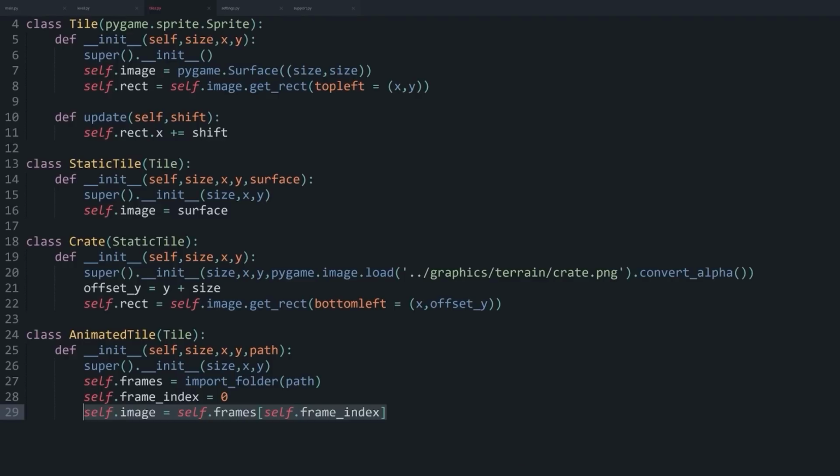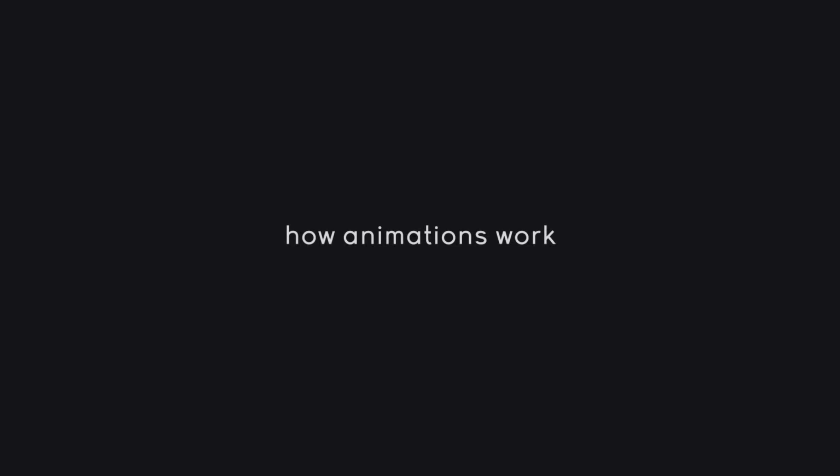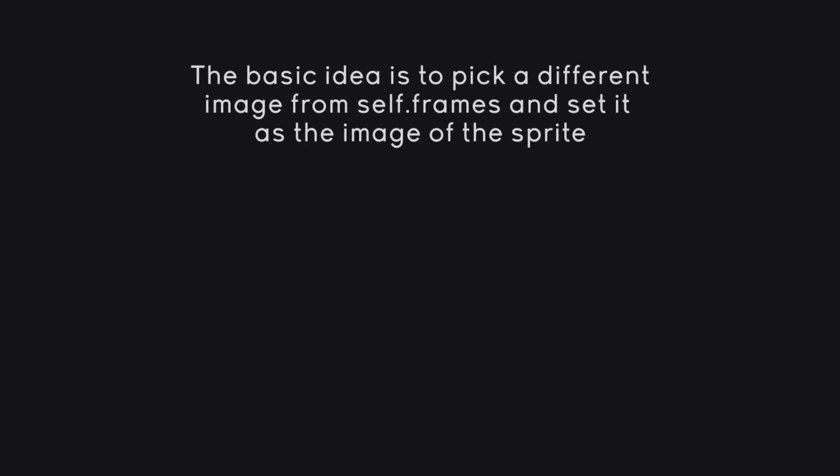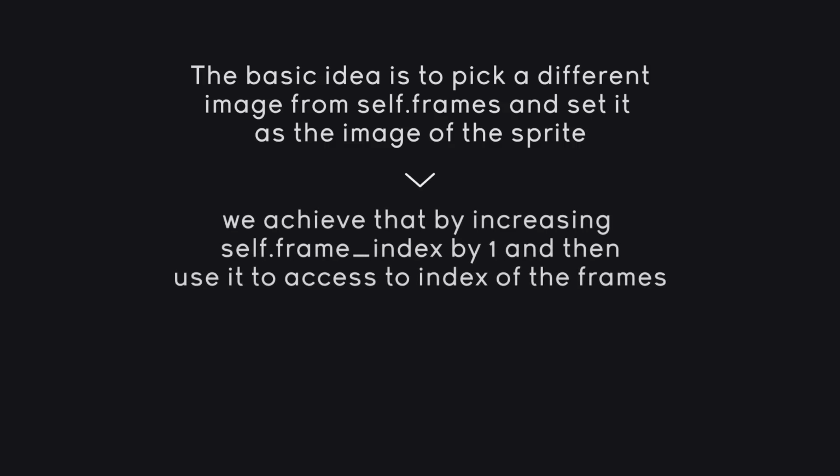And let's talk about how animating this is going to work. And I actually made a separate video on how to animate something. And also, if you followed the previous video, this is also explained in there. But let's go over it really quickly. Essentially, what we want to do in our animated tile is to pick a different frame from self.frames and set it as our self.image. And to achieve that, we are going to update self.frameIndex. So in the most basic sense, all we have to do is update our self.frameIndex with +=1, and then use that to get another image from self.frames.